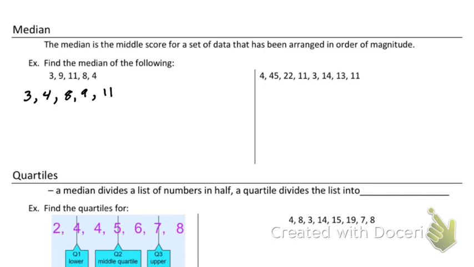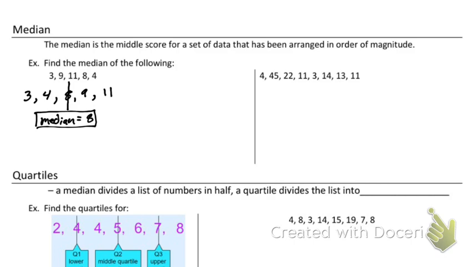Which number is smack dab in the middle of all our data? 8. So what I usually do is I just put a little line at 8 and say that's my median. Your median equals 8. And why do I draw that line? Because now I can actually visualize, okay, there's 2 to the left of it, there's 2 to the right of it, that's smack dab in the middle of the data.